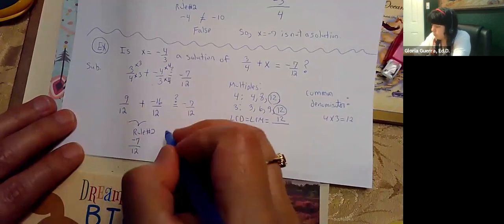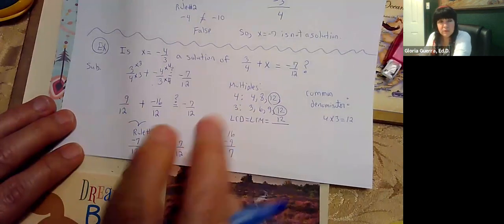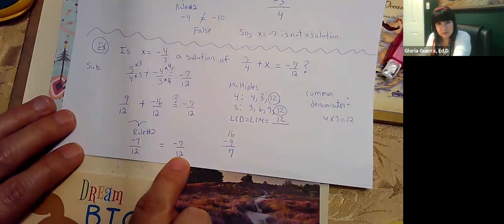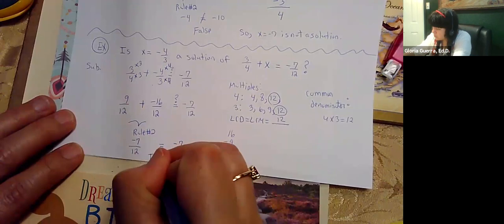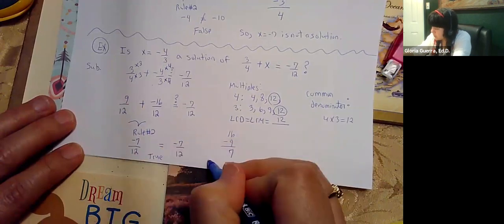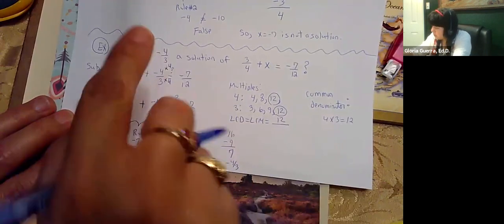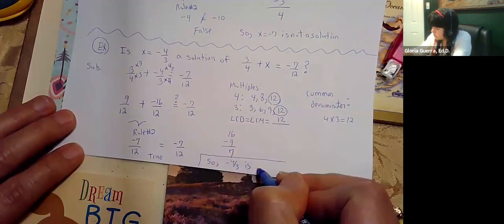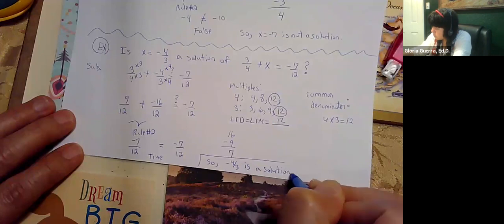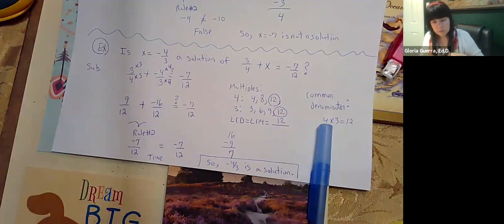So then you're working your way down. So then this was true. See, this gave you negative 7 twelfths, and that's what you're trying to find out. Does it equal negative 7 twelfths when you substitute it in? And you're like, yeah, this is true. So what that tells you is that the negative 4 thirds is a solution because you got something true. If you got something false, then it's not a solution. Okay. All right. So those are my notes for 8.2.